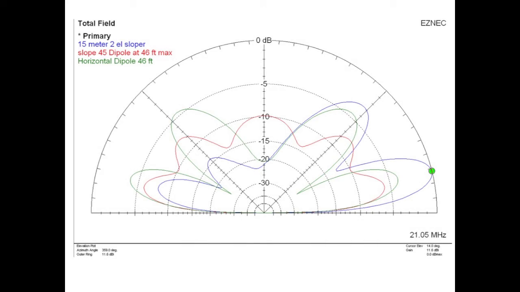Now this is an elevation plot of a 15-meter two-element sloper, a sloping dipole and a horizontal dipole at 46 feet. These are all just using one support. As you can see, the 15-meter two-element antenna has significantly more gain. It's at least 4 dB gain at a fairly low elevation angle, about 15 degrees. The peak of the antenna, the highest point, is 46 feet above the ground.